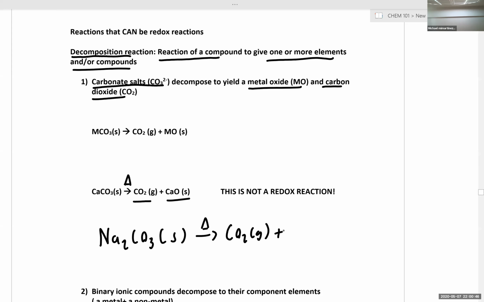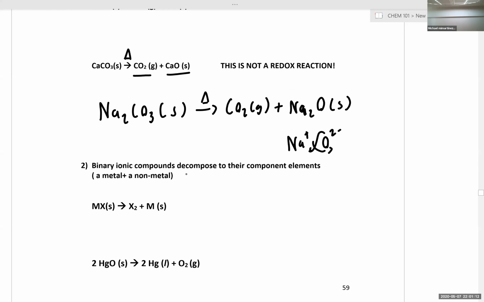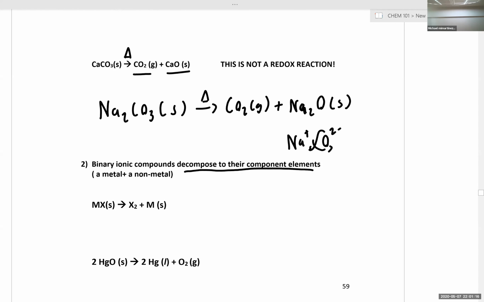So metal carbonates decompose to yield carbon dioxide and a metal oxide. Remembering that sodium has a +1 charge and oxygen has a 2-, we cross our charges and we get sodium oxide, which is Na2O. So just make sure your formulas are balanced with respect to charge. Perfect.